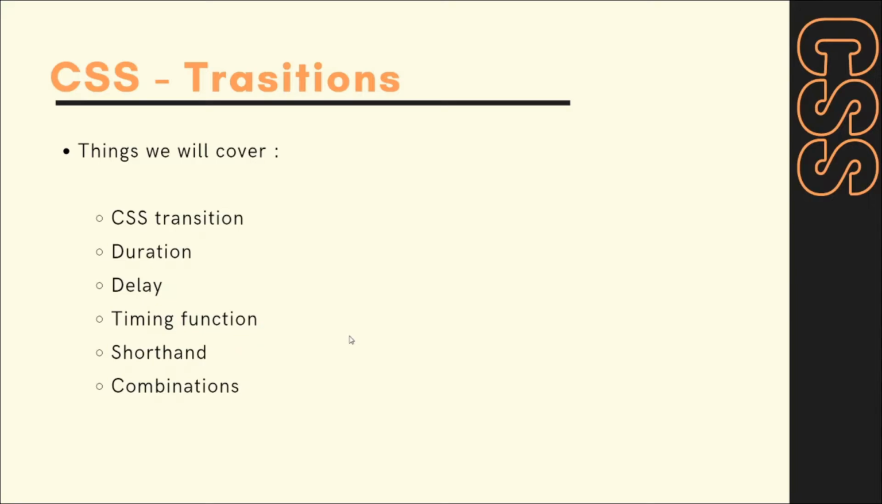So in this module, we will cover CSS transition, its duration, how to set a delay, the timing function, how to write the whole four transition properties into a small shorthand property, and how to combine the different transition properties into one. So let's just check it out.